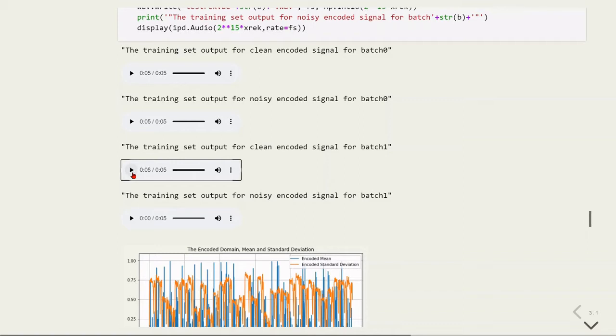We see that there is a bit of noise in the background, and the noise also has this characteristic that it is somehow similar to the speeches of the training set. And now this is the training set output for the noisy encoded signal.